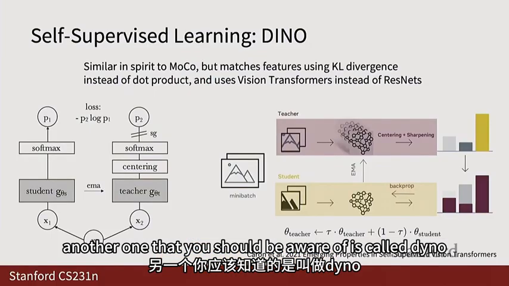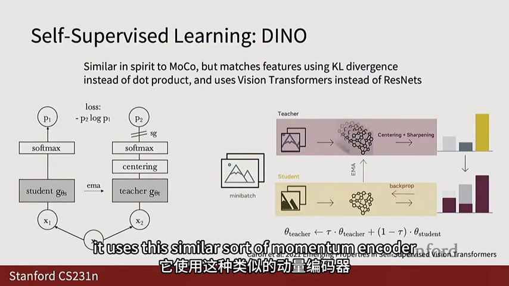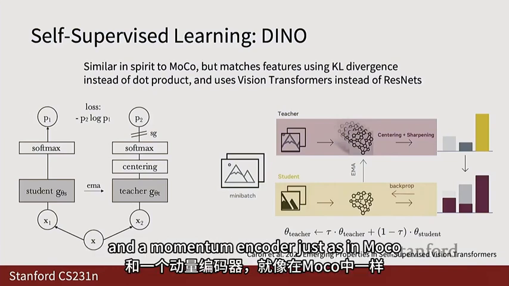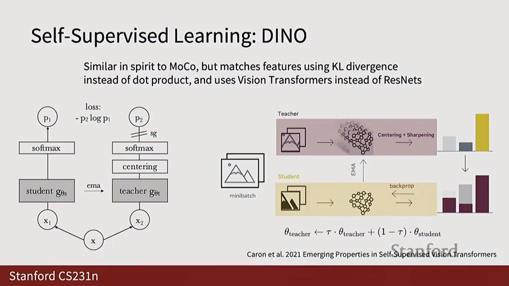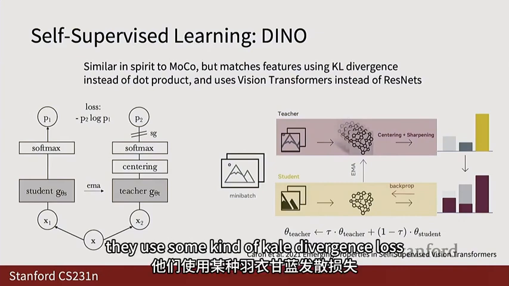Another one that you should be aware of is called Dino. Again, the idea is very similar. It uses this similar sort of momentum encoder, this dual setup with a normal encoder that's learned via gradient descent and a momentum encoder, just as in MoCo. But the loss is a little bit different. Instead of using softmax, they use some kind of KL divergence loss.